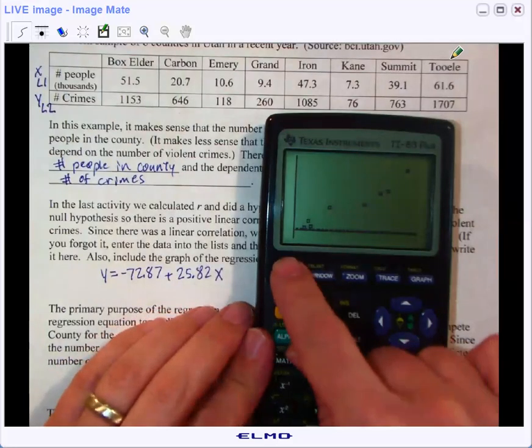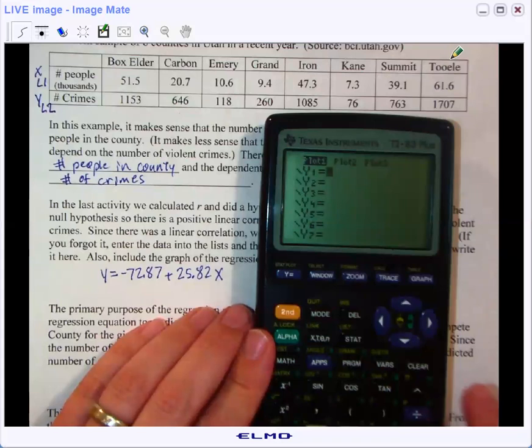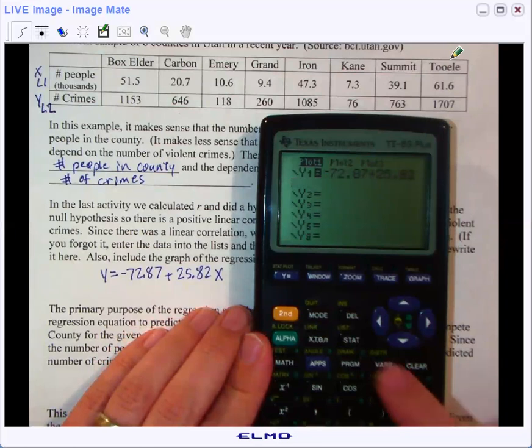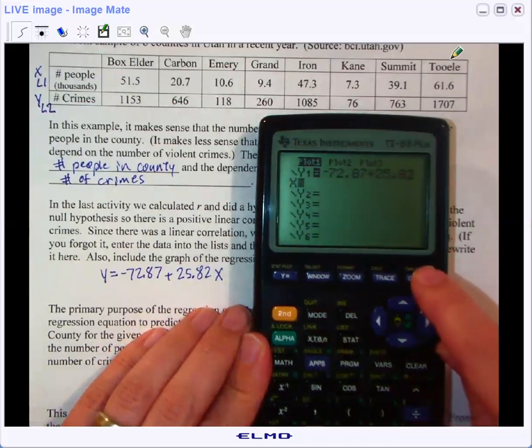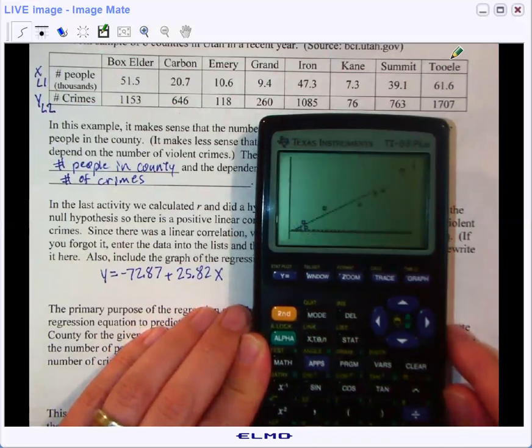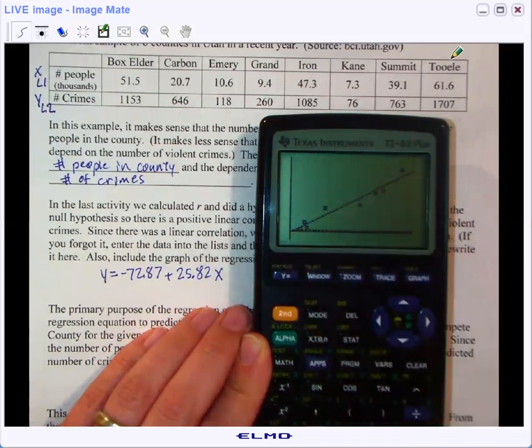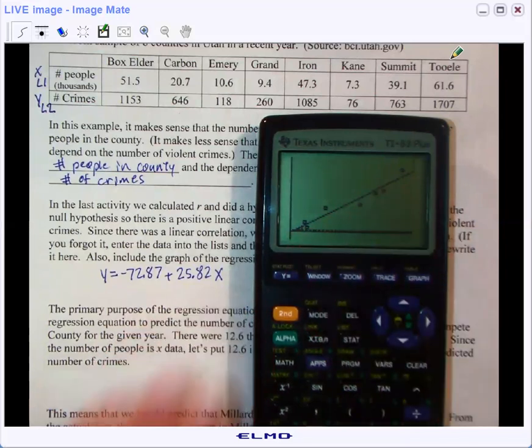But now we have an added bonus. We can put in the equation that models or describes our data: negative 72.87 plus 25.82 times X. And to get the X variable, we use this key right there. Now if I push graph, it will graph that equation on the scatter plot, and so we can see that yes, that line is a really good fit, and that's why our R and R squared values were so high.